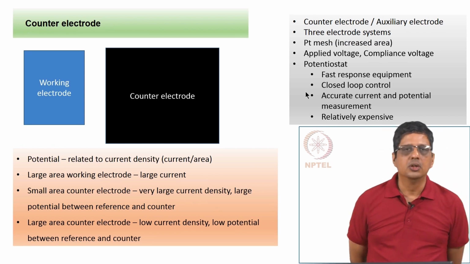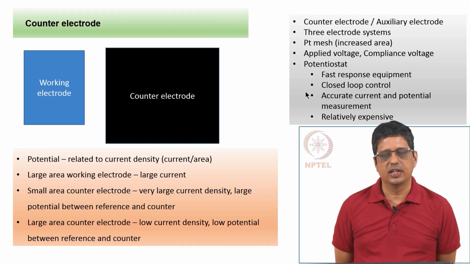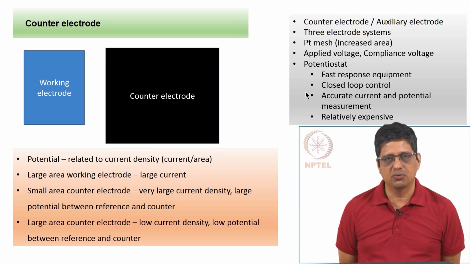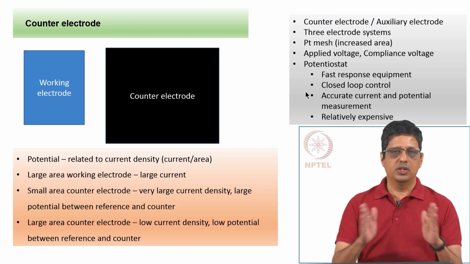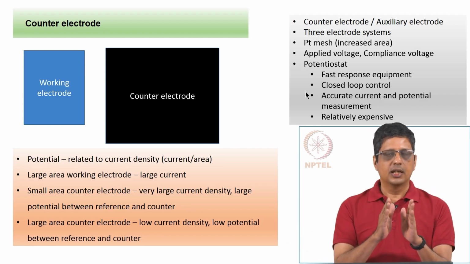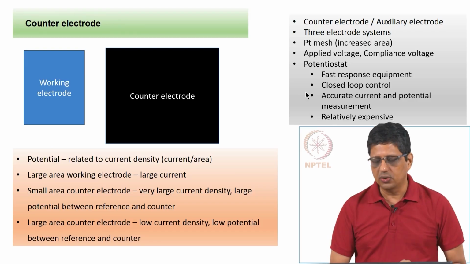Okay. When you buy an instrument or when you look at the specification of an instrument, it gives you what is called an applied voltage range and a compliance voltage range. Applied voltage tells the voltage between the reference and working. Okay. Compliance tells the voltage between counter and the working electrode.